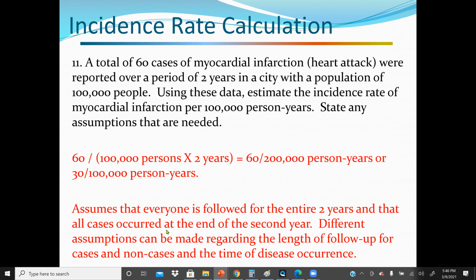Now, assuming that everyone was followed for the entire 2 years, and that all cases occur at the end of the second year. Different assumptions can be made regarding the length of follow-up for cases and non-cases.